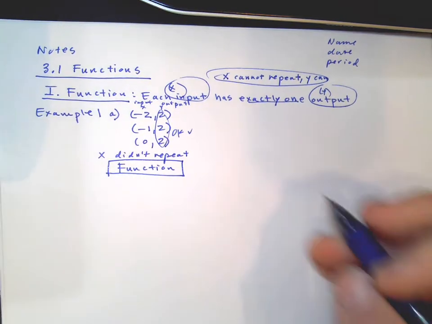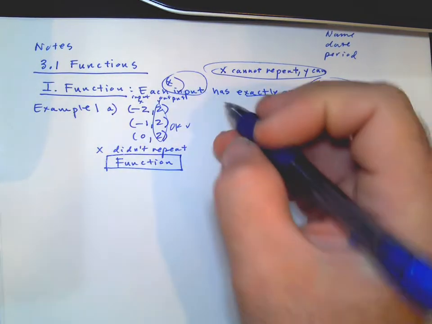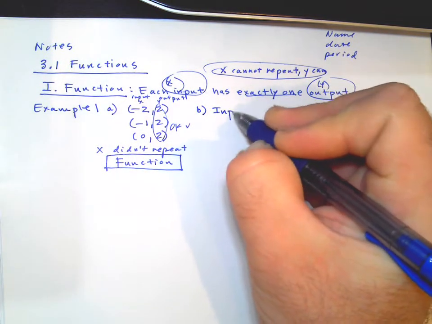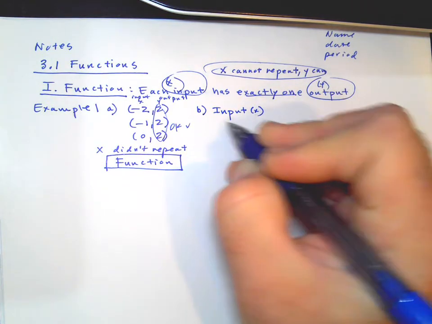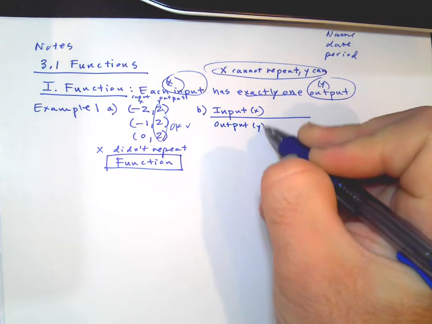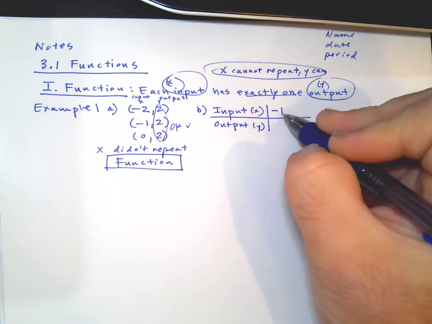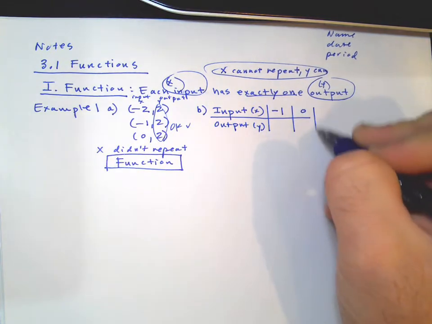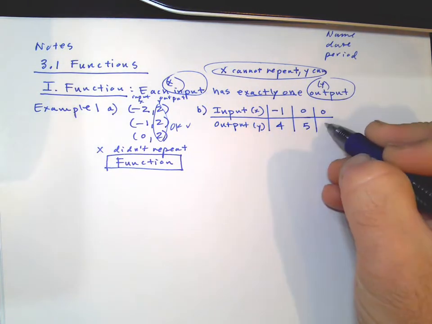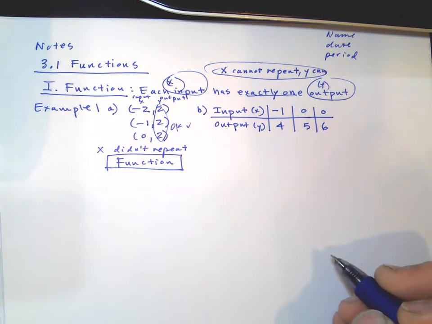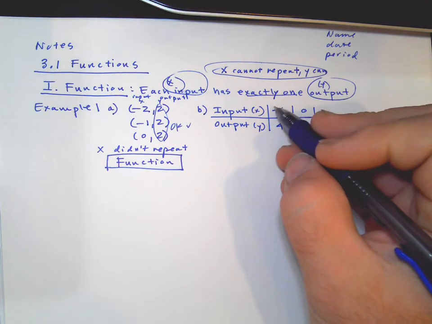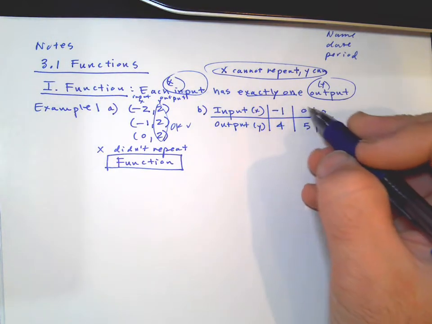Let's look at some other ways that the information could be given to you. It could be given to you in a table. So example part B, input x, output y. And so let's see, our inputs will be -1, 0, 0. And the outputs are going to be 4, 5, and 6. So the table could be horizontal, sideways like this one, or it could be vertical up and down. Here's the problem. When you plug in, so you plug -1 in, you get 4 out. You plug 0, you get 5 out. You plug 0, you get 6 out.